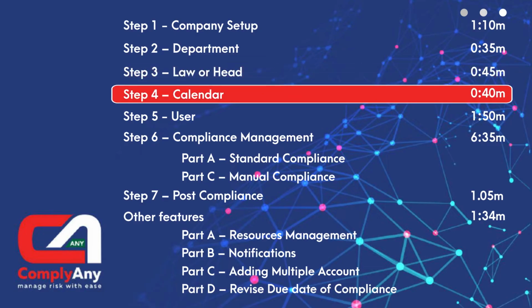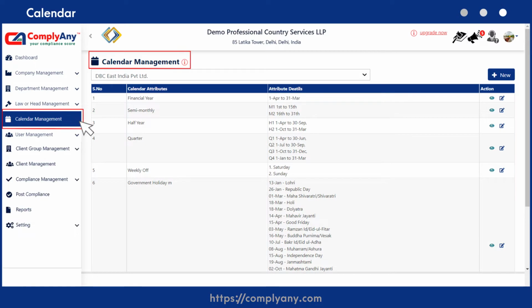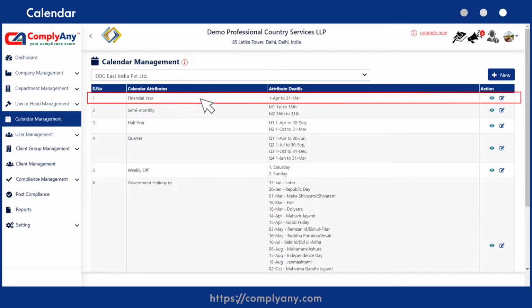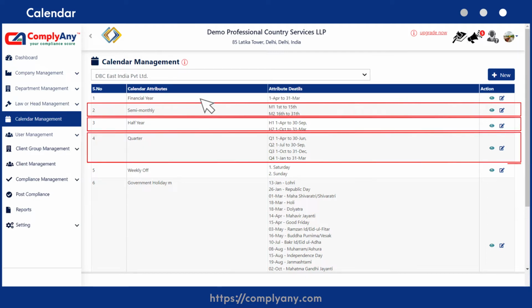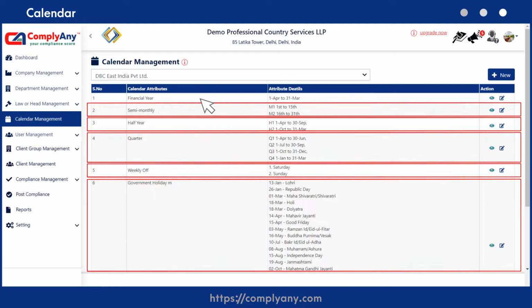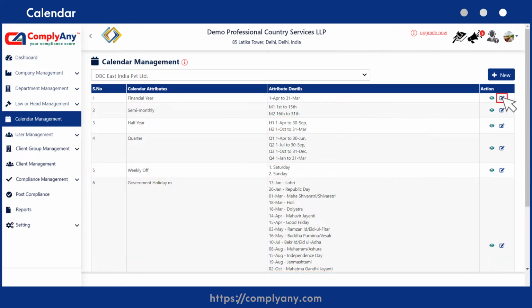Step 4. Calendar. Calendar management is used to manage compliances which are based on the financial year. You will see the default financial year based on your company's country, and based on the financial year, semi-month, quarter and half-year are defined. Weekly off and government holidays are defined. If required, you can change any of these periods.